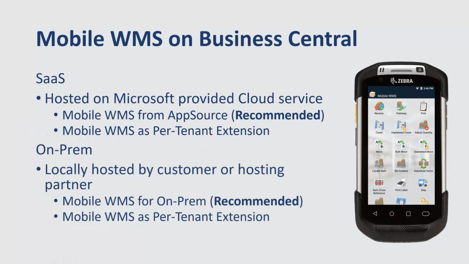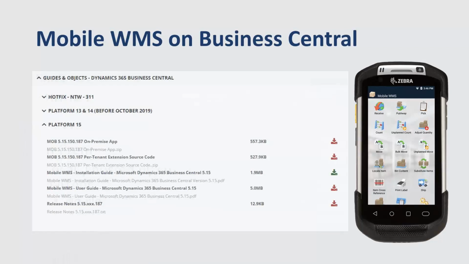So on-prem, you have the same options. You need to download the platform-specific version of mobile VMS from Tasklet Factory University. In the download center under guides and objects for Dynamics 365 Business Central, there are several options available. With the release of Platform 15, we had to create platform-specific versions, as for example, the app JSON files differ between Platform 13.14 and Platform 15.